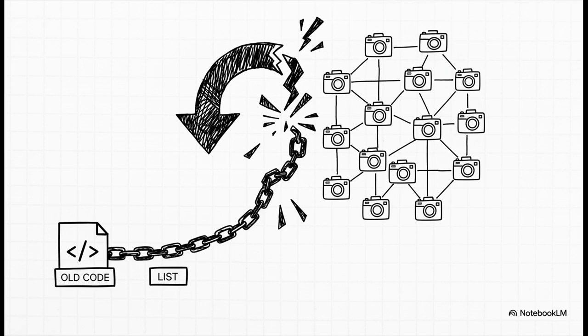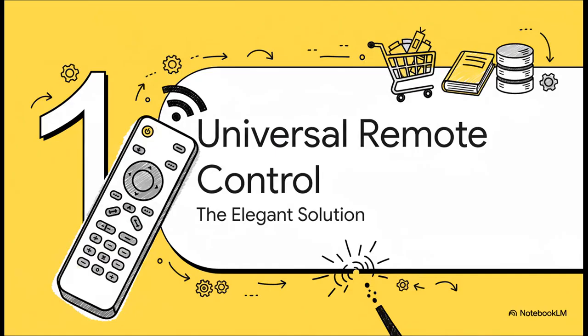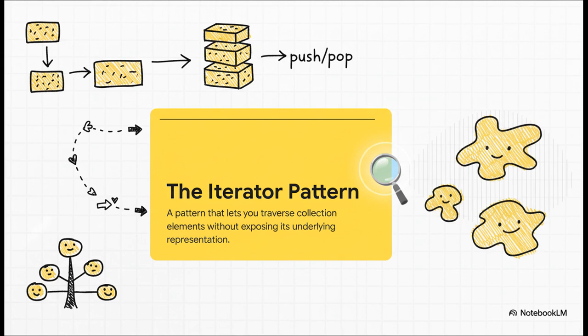And this, right here, is a classic problem. Your code was tightly coupled to the data's storage. It knew way too much about the internal workings of that original list. So how do we fix this mess? More importantly, how do we stop it from ever happening again? Well, what we need is a kind of universal remote control for our collections, and that is exactly what the iterator pattern is.